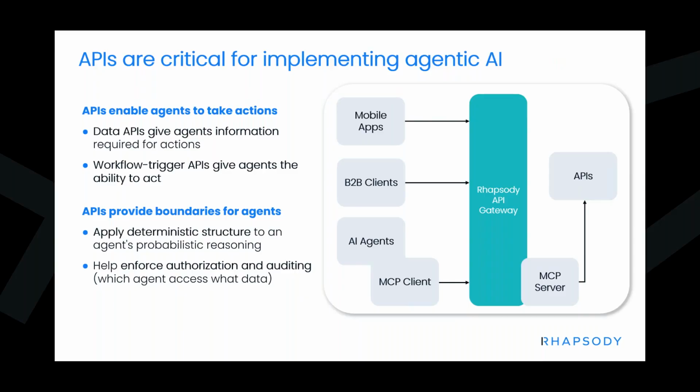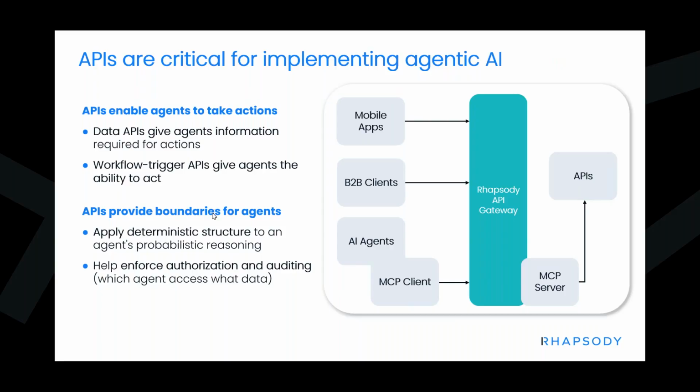If you think about it at a high level, there are two groups of APIs. You have data APIs, and this will give AI, we're going to use the term agents for right now, the information required for actions. Things like a patient resource will give access to the patient demographics. Things like the bed census would give AI access to the information it needs to make decisions about where to put a patient, for instance. So you have these data APIs that give agents information required for actions, and then you have workflow trigger APIs, which would allow an agent to then trigger a workflow.